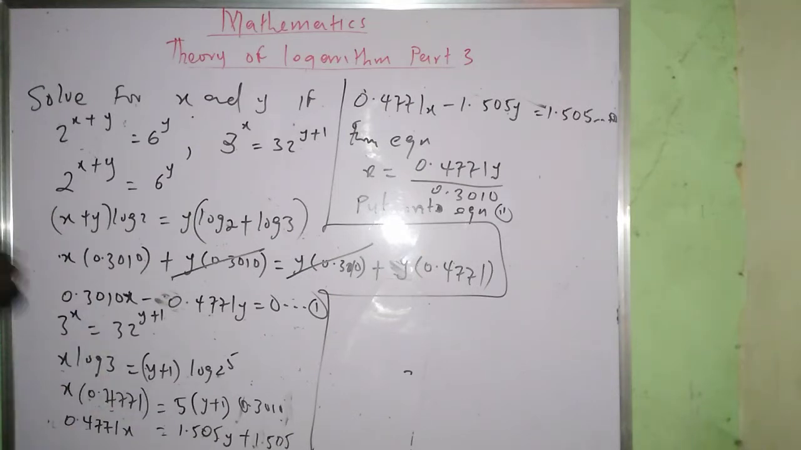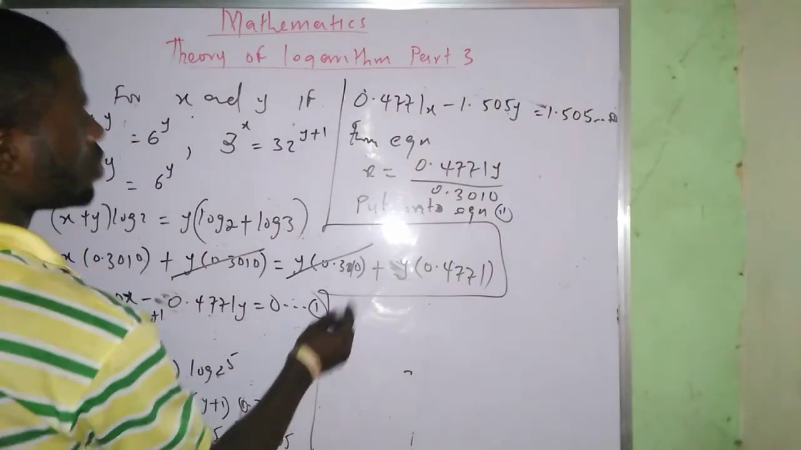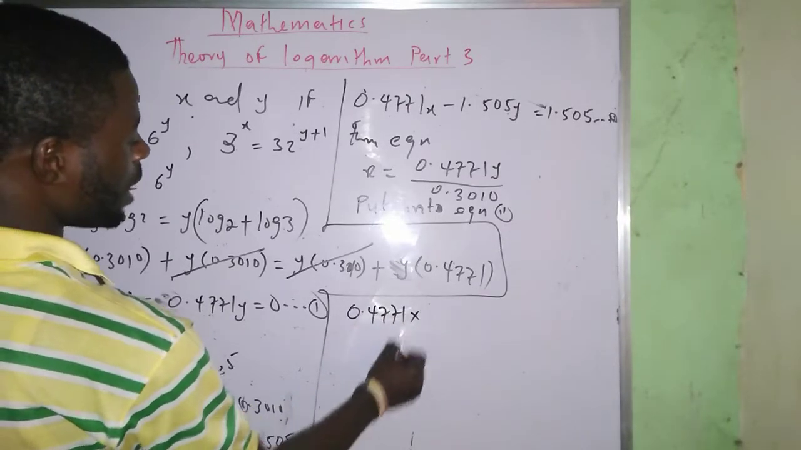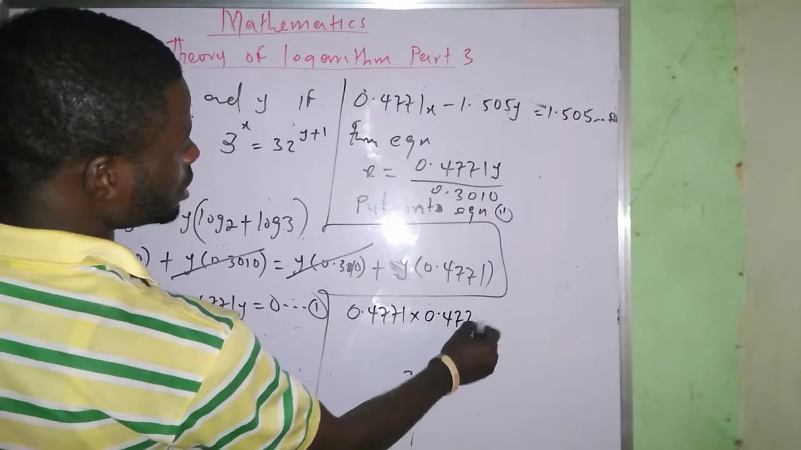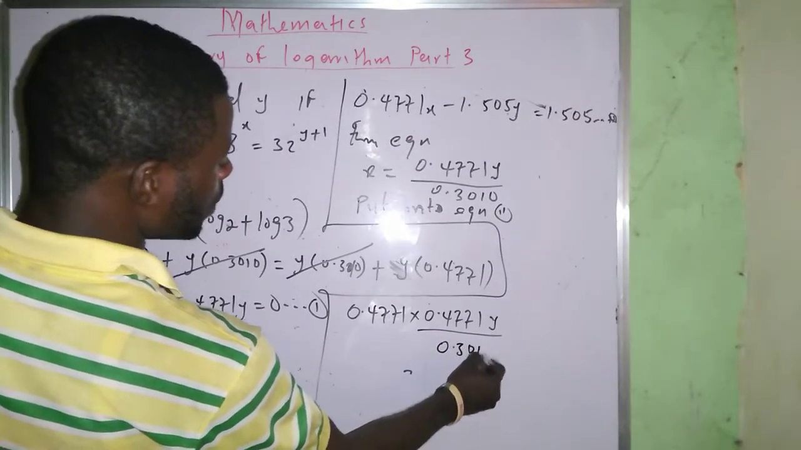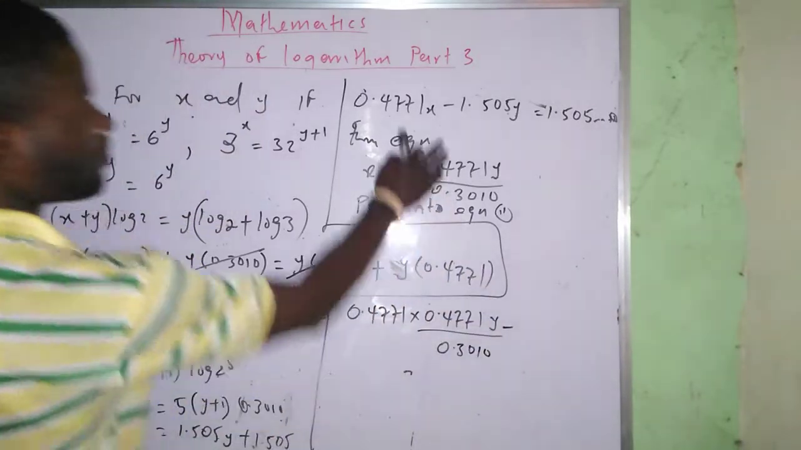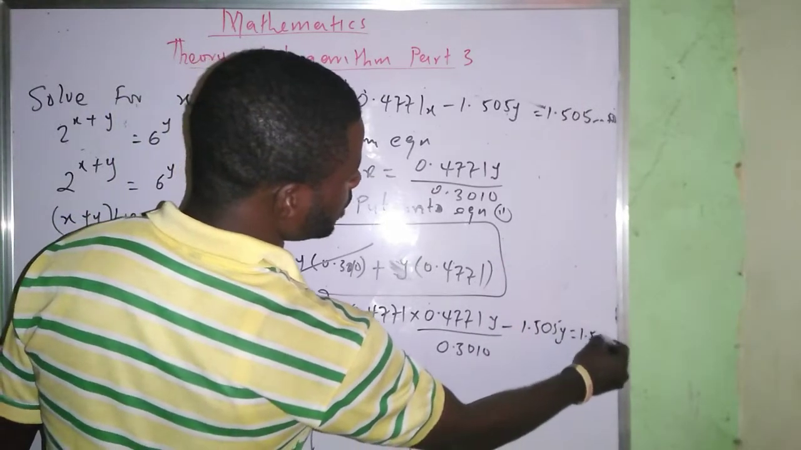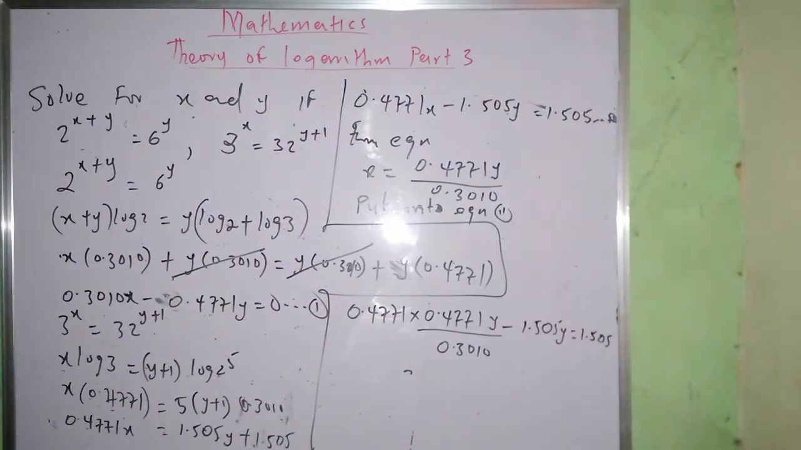After you finish, you get your x value, you now test for x and y, which if I put into equation 2, I'll be having 0.4771 multiplied by 0.4771y divided by 0.3010 minus 1.505y equals 1.505. Now, what can I do here? I multiply all by 0.3010, to avoid fraction.